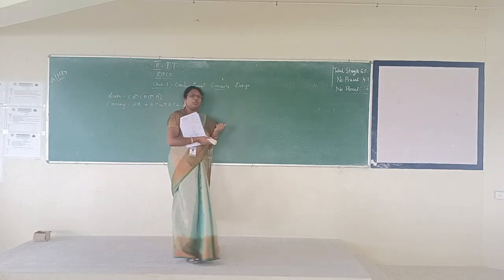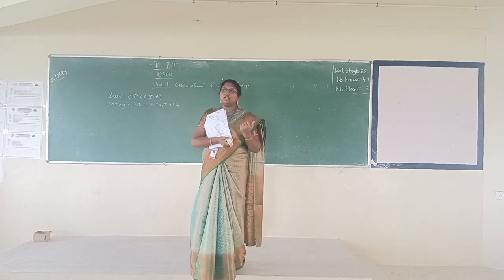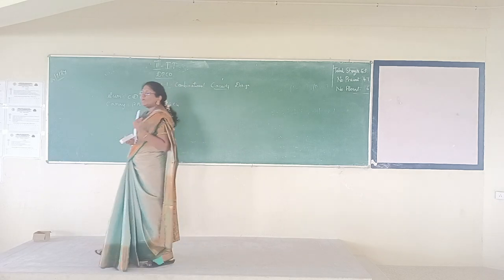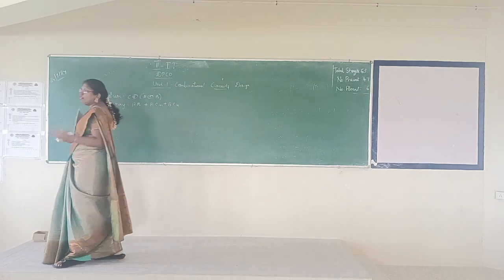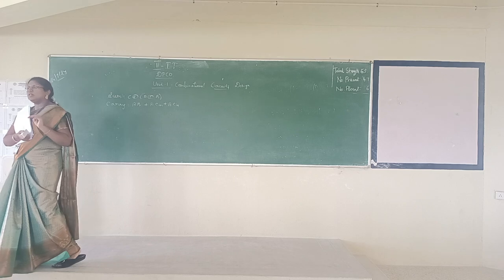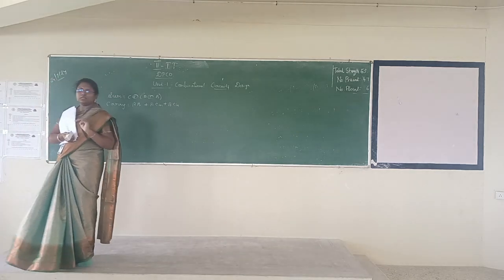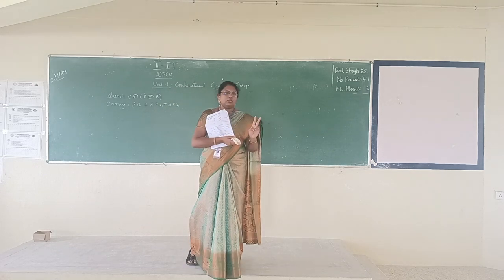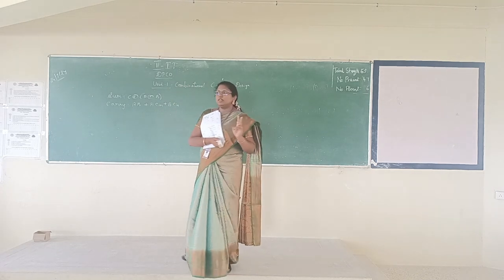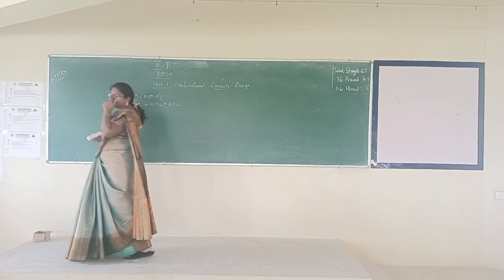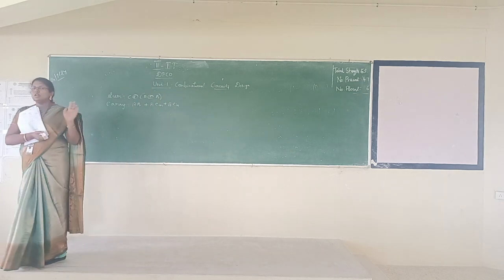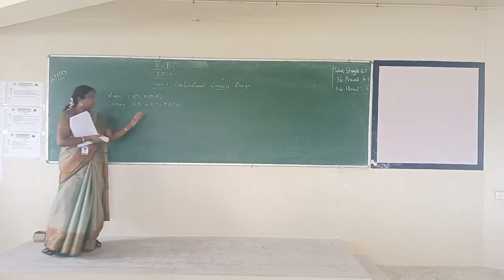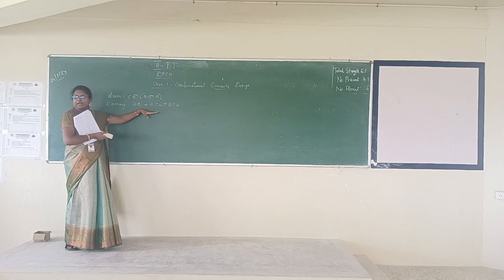So next we are going to see the implementation of a full adder by using two half adders. By connecting two half adders in cascade form, we can achieve a full adder. Right? So this is one of the methods for designing the full adder.